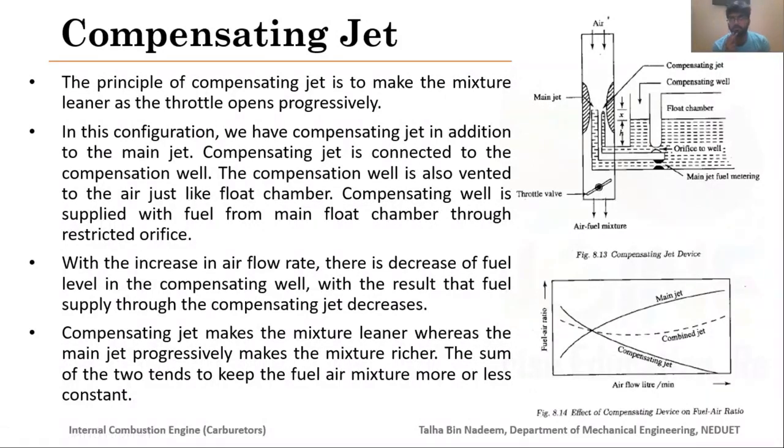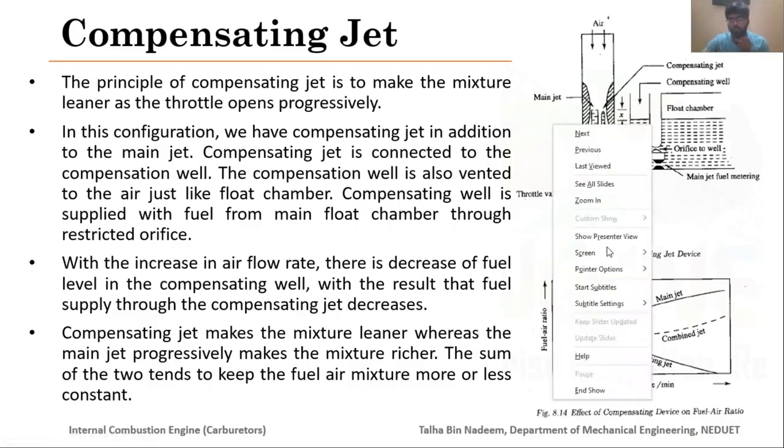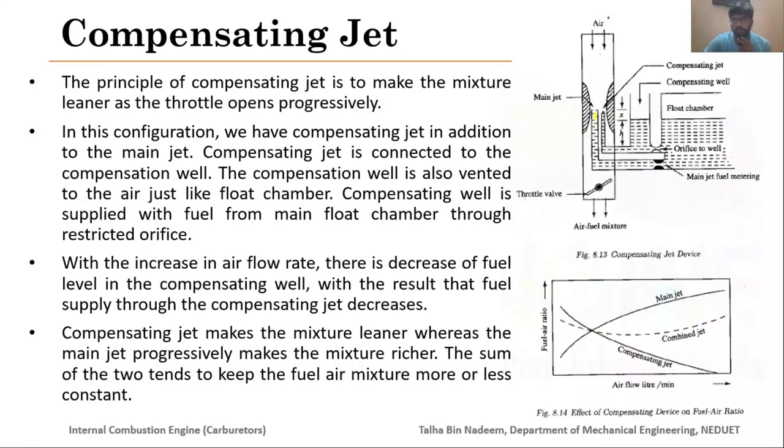Okay, so next, another compensating device which is employed in the carburetor is called the compensating jet. Here you can see that this is your main jet, and along with this main jet we have another compensating jet. This valve is called the compensating valve, and there is an orifice to restrict the flow from your float chamber to the compensating valve.